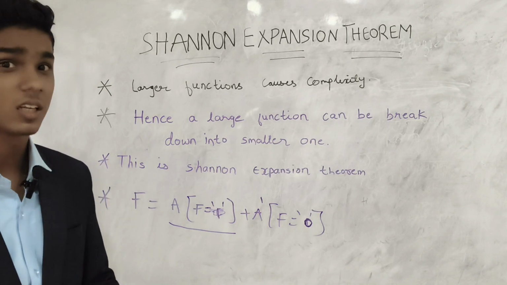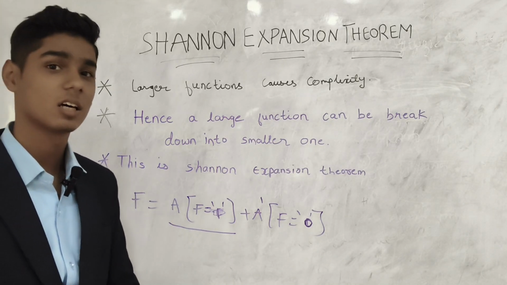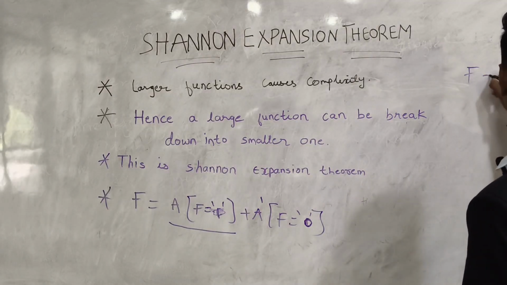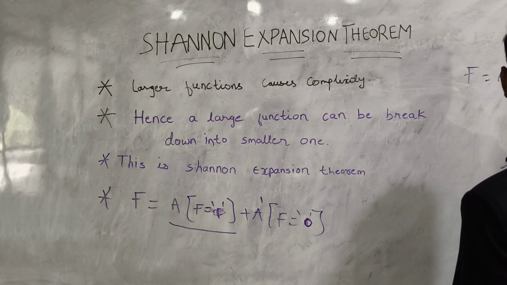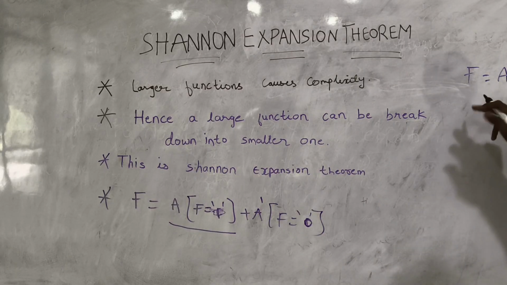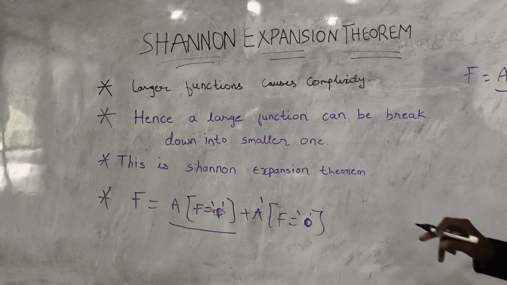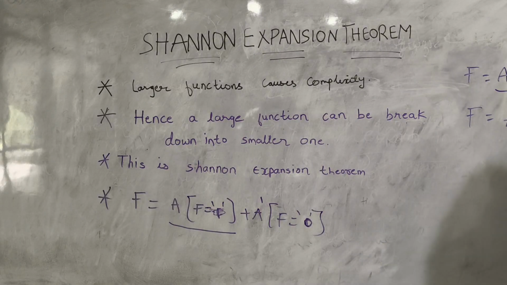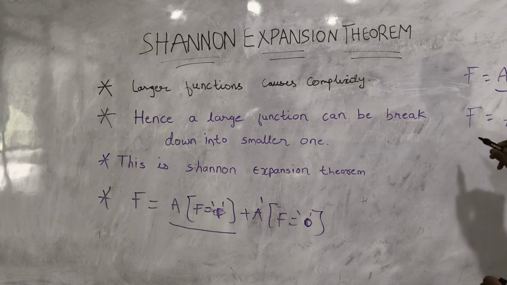So let's consider a random example so that we can get our function in this form. We can have f equals a dot b plus a dash dot bc plus ac. So we can convert this function into this form, that is given by f equals a of b dot c plus a dash of bc. Hence we have got a larger function in this form.